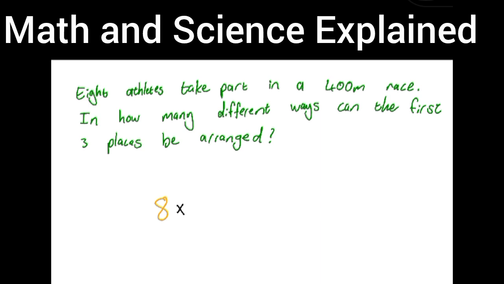But now let's think about second place. Out of all 8 athletes, only 7 of them can then possibly place second. And then for third place, you see the same thing, times 6. Only 6 of them will then possibly be able to place third. And so we can see there are 8 times 7 times 6, and you can put that into your calculator and you'll work that out to be 336. So there are 336 different ways in which the first 3 places can be arranged.